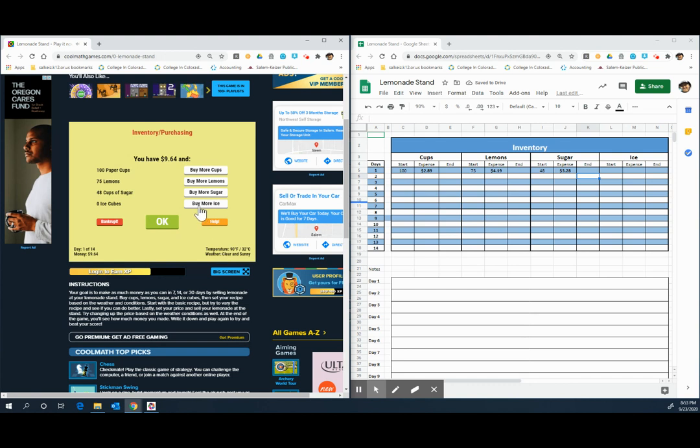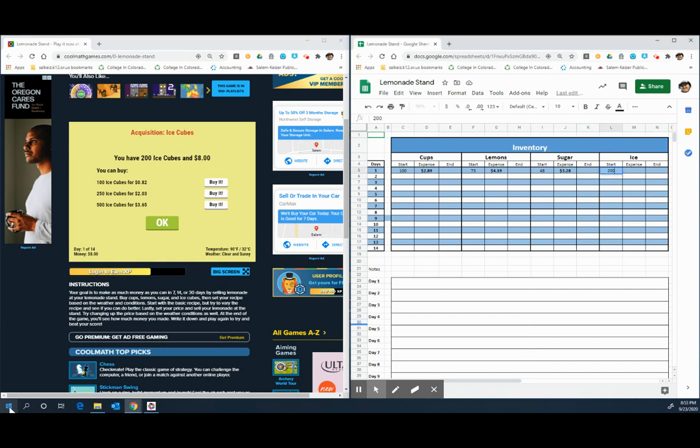It is a hot day. Ice does not last. So if you assume that you sell, I have 100 cups and I buy 500 ice cubes, you need to be putting multiple cubes of ice into each cup. I'm going to go ahead and choose to buy 100 and then another 100. So I'm buying 200 ice cubes. I'm going to need to do the math for that.